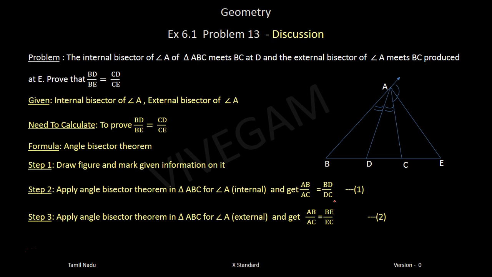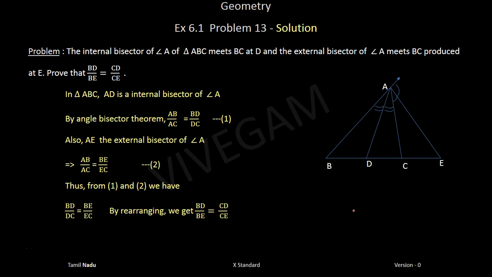So you get AB by AC equal to BE by CE. And you see the LHS of equations 1 and 2 are the same, which means the RHS also will be equal. So BD by DC will be equal to BE by EC. Then you have to rearrange them a little bit, and you'll get the required equation. You got it? So please pause the video here and try to work this problem on your own, and on completion please come back and check your working against our solution.